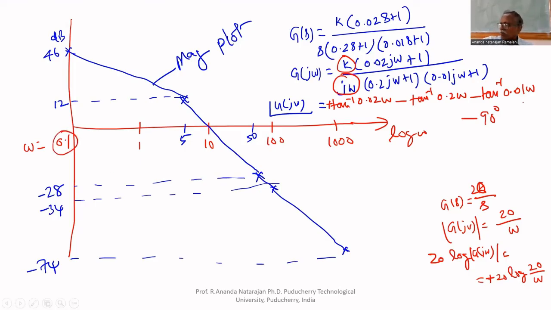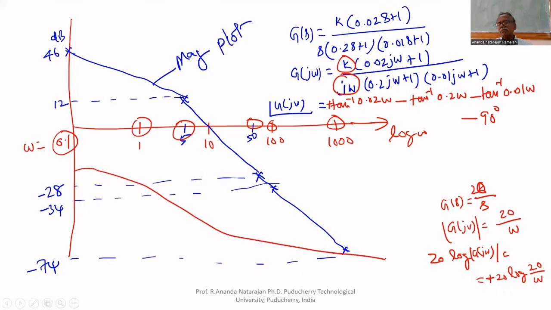Substitute omega equal to 0.1 and find the angle. Then substitute omega equal to 1. Always find it for omega equal to 1. Substitute omega equal to 5, find the angle. Substitute omega equal to 50, find the angle. Substitute omega equal to 100, find the angle. Substitute omega equal to 1000, find the angle and draw the phase plot. The phase plot will be like this. If we draw, it will be like this.